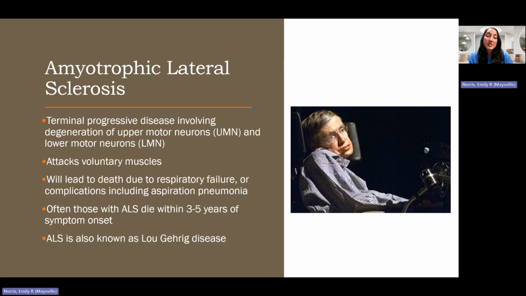This attacks your voluntary muscles. It leads to death eventually due to respiratory failure, or other complications like aspiration pneumonia, choking on things. And most patients who are diagnosed with ALS will pass away within 3 to 5 years of their symptoms starting. So it is terminal, there is no cure, and it is a very quick progressive disorder.